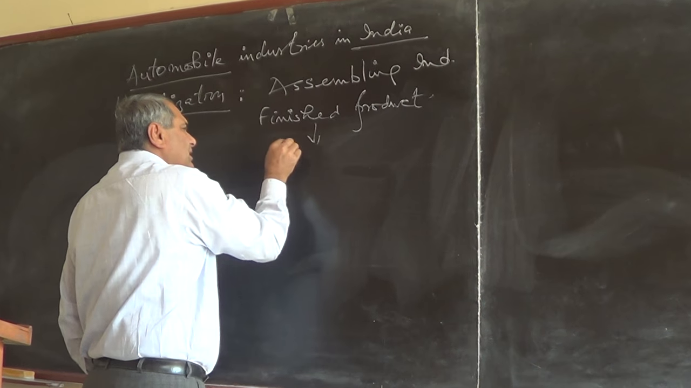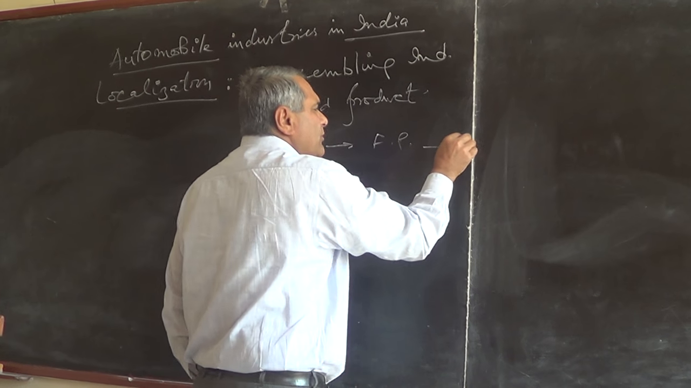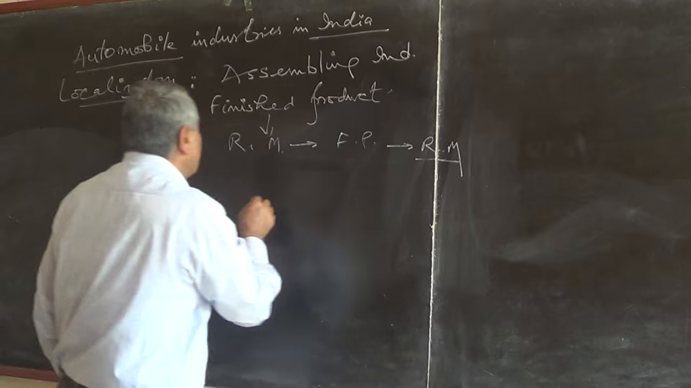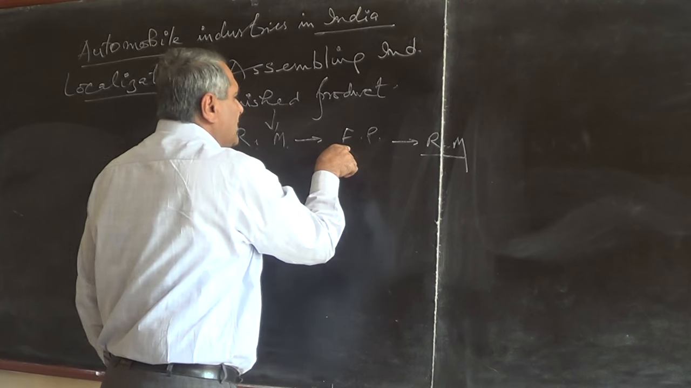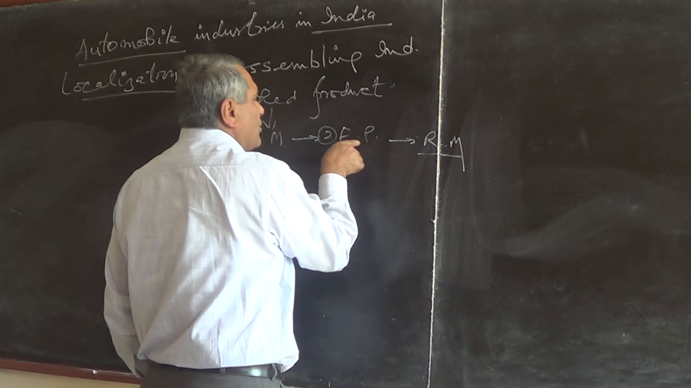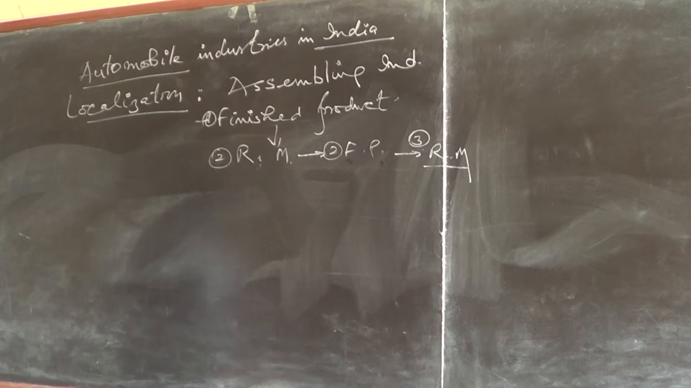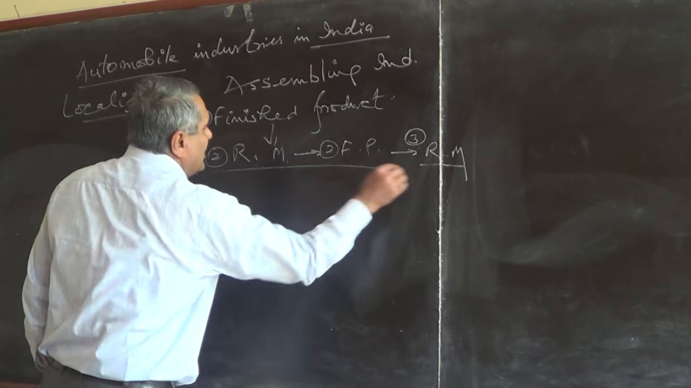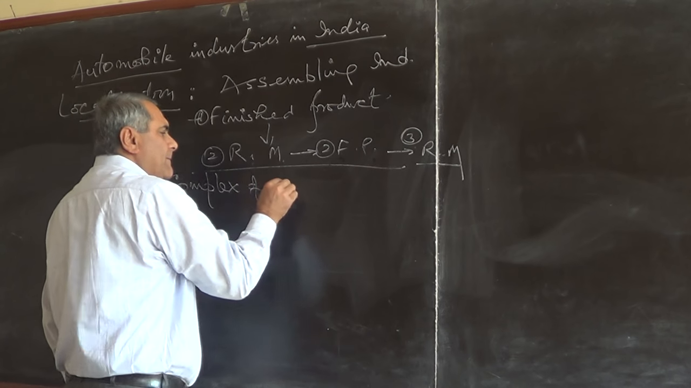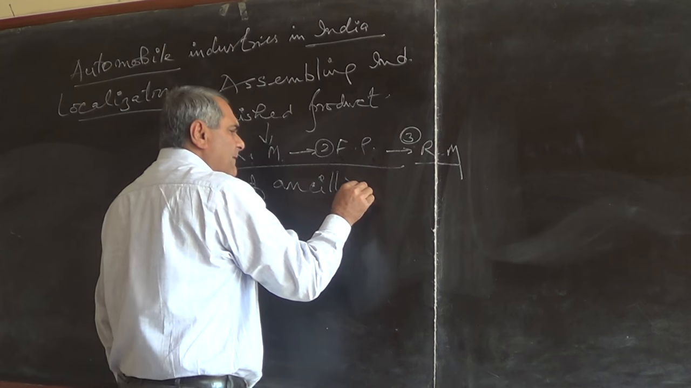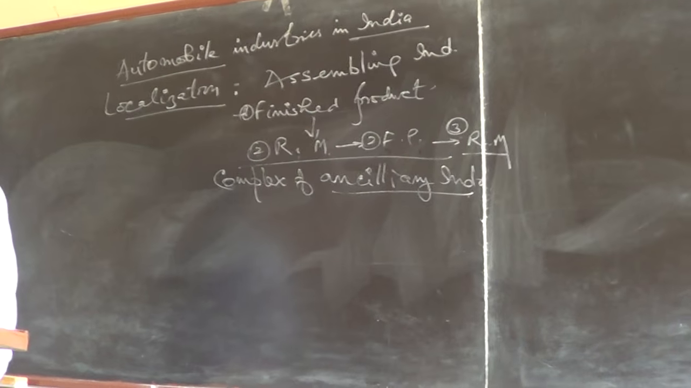may be the raw material for one industry, and its finished product may be the raw material for the next industry. So it is a chain. The finished product of one industry is the raw material for the second industry, and the finished product of the second industry is the raw material for the third industry. So it is basically the assembling industry, where the ancillary industry complex is used to determine the localization of this industry.